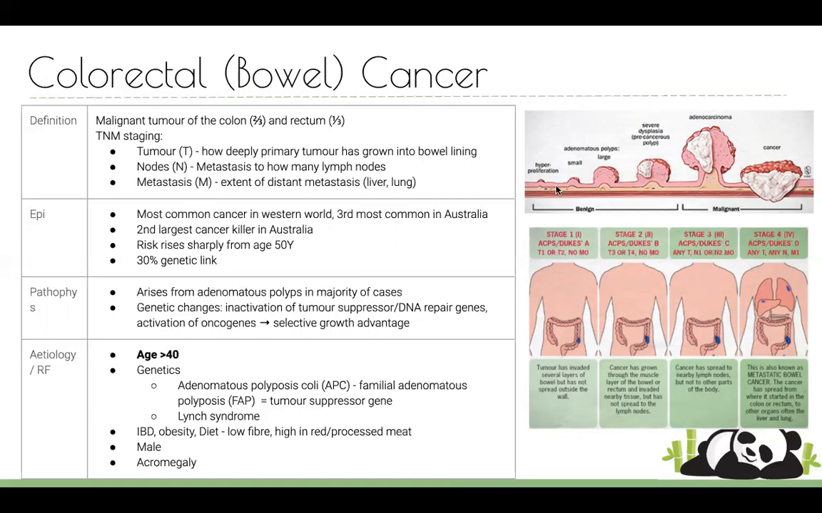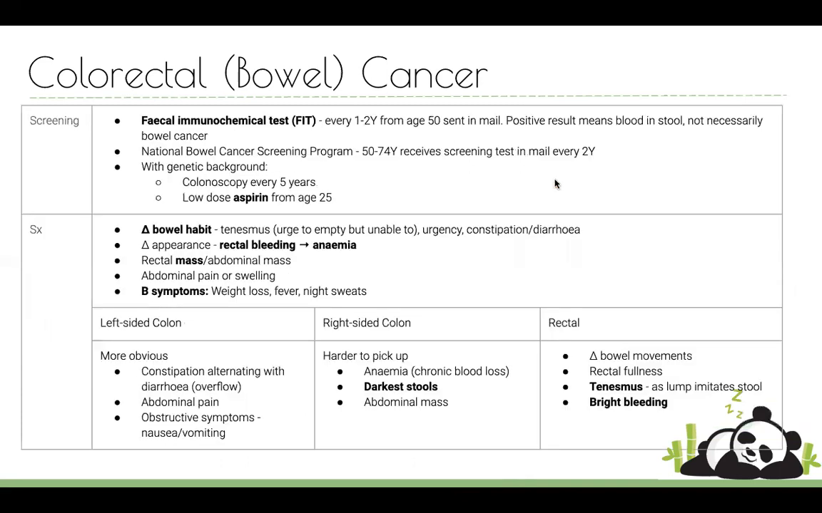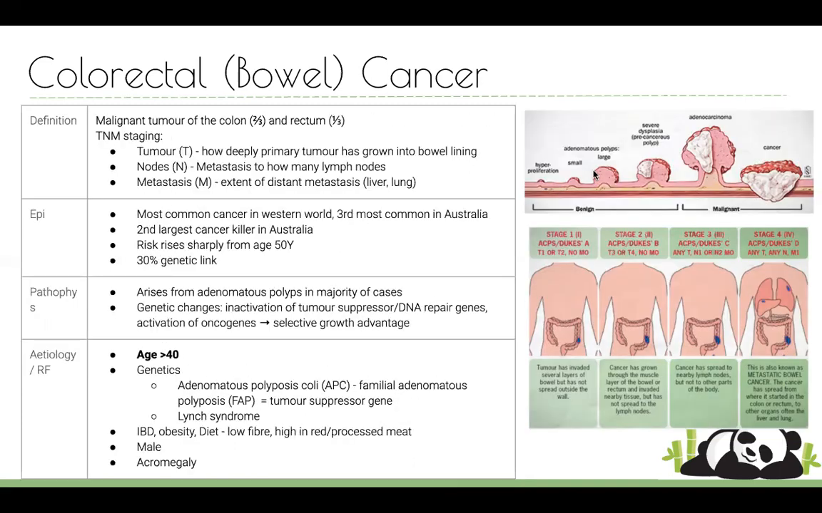This is the pathology. Essentially, it arises from these adenomatous polyps. So you've got all these little bumps in your colon, and they get bigger and bigger until they get dysplastic. So they're starting to change cell type a little bit, and then you get a huge pedunculated adenocarcinoma over here, which looks like a mushroom.